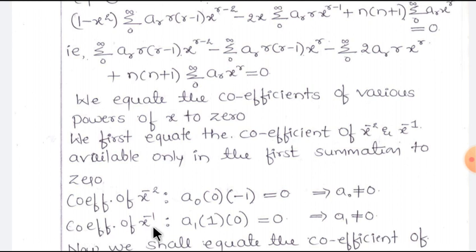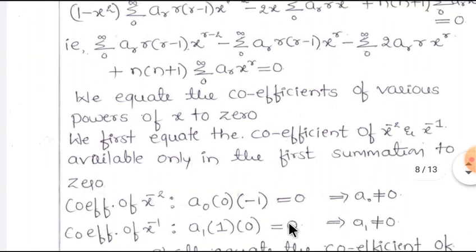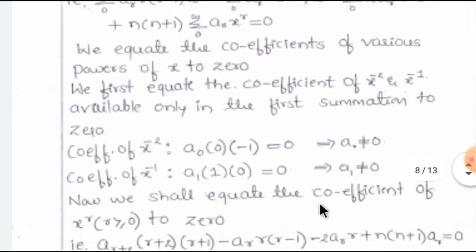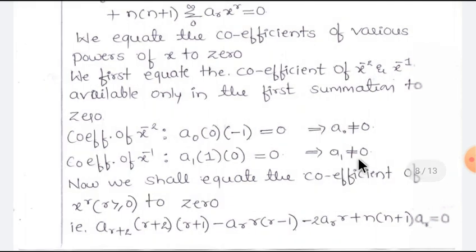Then the coefficient of x to the power minus 1: put r is equal to 1. Yes, 1 minus 2 is minus 1. Second term, r is equal to 1, but it is not in terms of x to the power minus 1, so it does not exist. Third term also does not exist, and even the fourth term does not exist. Then only put r equal to 1, we get a1 into 1 minus 1, which is 0, equal to 0. This implies a1 is not equal to 0.